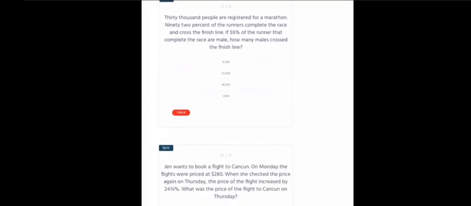It says, 30,000 people are registered for a marathon. 92% of the runners complete the race and cross the finish line. If 55% of the runners that complete the race are male, how many males cross the finish line? So with this one, we have two percentages, which means we have to take each percent separately. We cannot take them together. We have to do the percentage separately. So we're going to start with the 92%. Why? Because the first one is a percent of the total people registered for the marathon. And the second one, 55%, is from the new total.